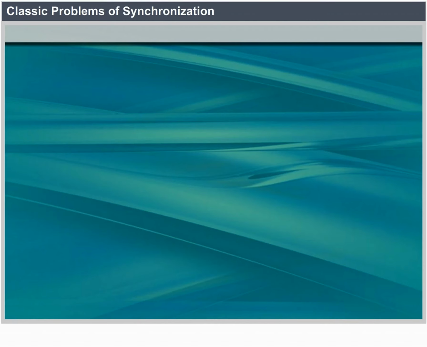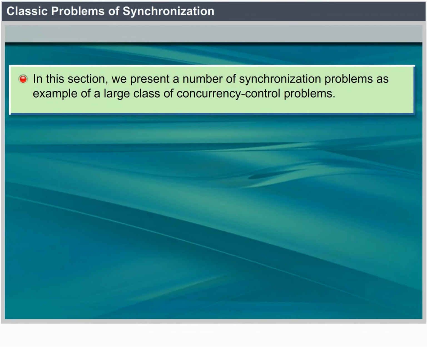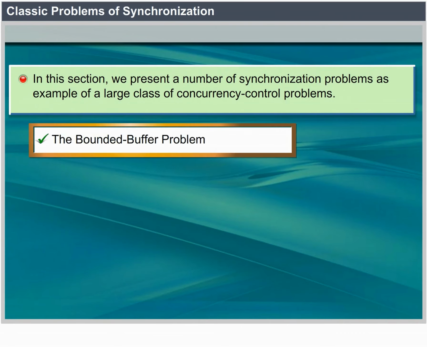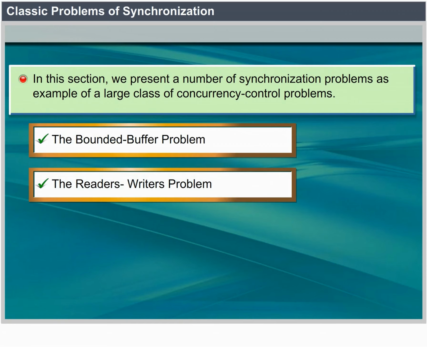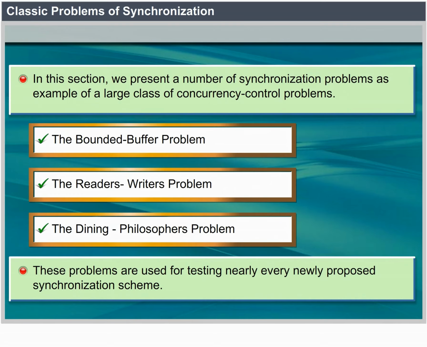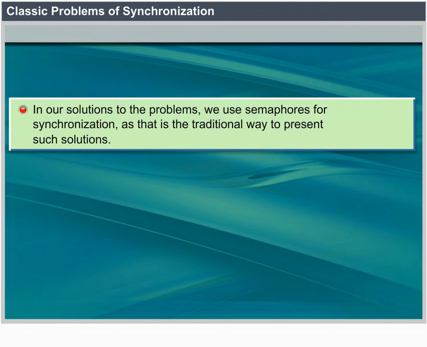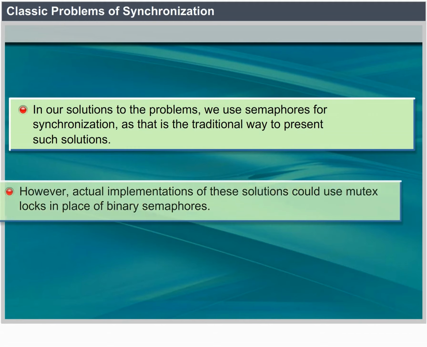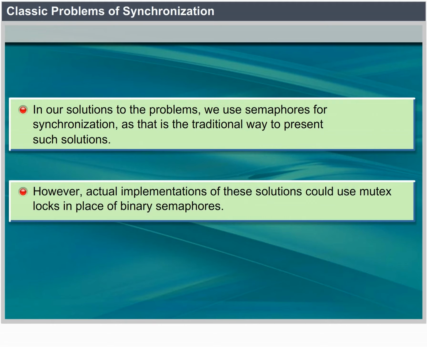Classic problems of synchronization. In this section, we present a number of synchronization problems as examples of a large class of concurrency control problems: the bounded buffer problem, the readers-writers problem, the dining philosophers problem. These problems are used for testing nearly every newly proposed synchronization scheme. In our solutions to the problems, we use semaphores for synchronization since that is the traditional way to present such solutions. However, actual implementations of these solutions could use mutex locks in place of binary semaphores.